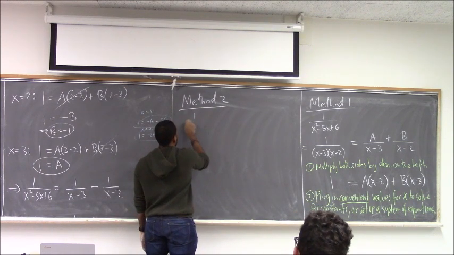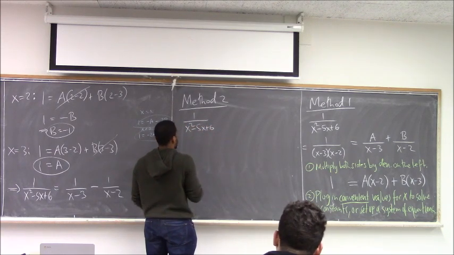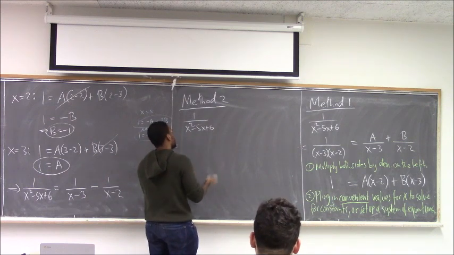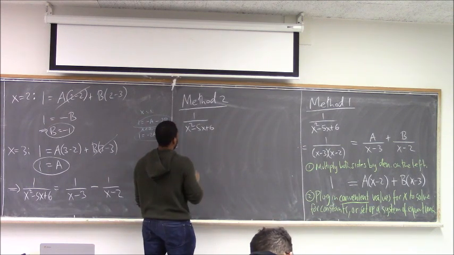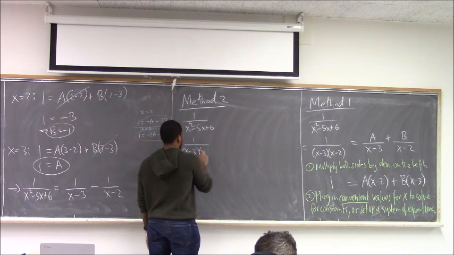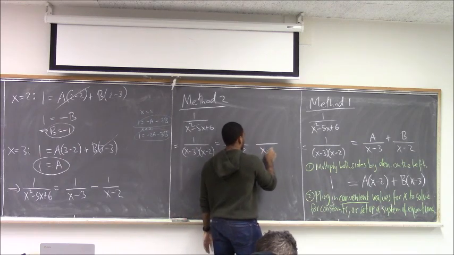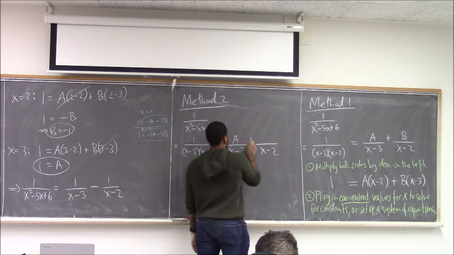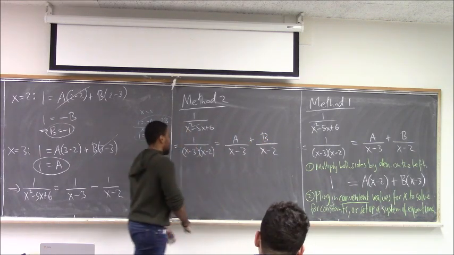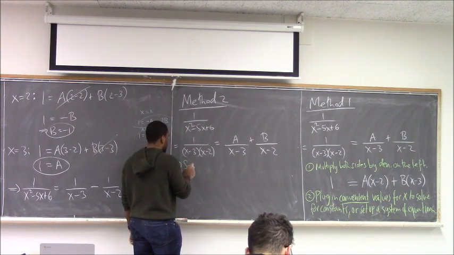But method 2, same guy. First step, is it proper? Yes. If it wasn't, I would have done long division, blah, blah, blah. Okay. Step 2, factor the denominator. Step 3, break that up across the denominator. Okay. Now, for method 2, the first step, same as in method 1.